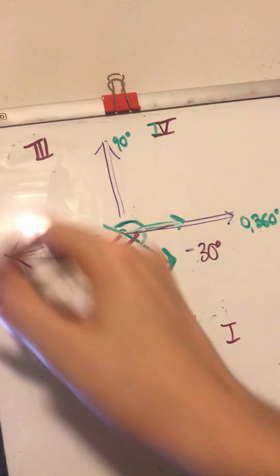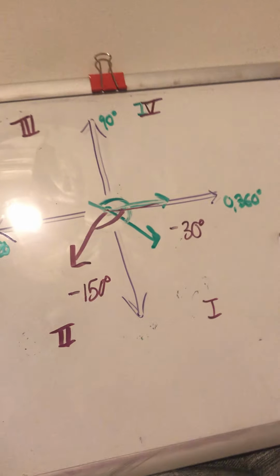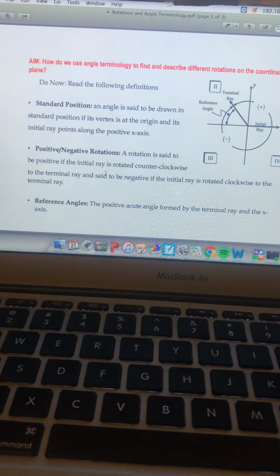Positive rotation is what you're always used to. Negative rotation is when you're going clockwise. A little confusing. Again, if you need to, take the time, pause the video, go back and digest it.